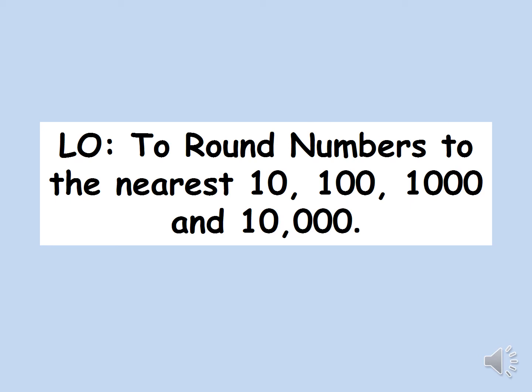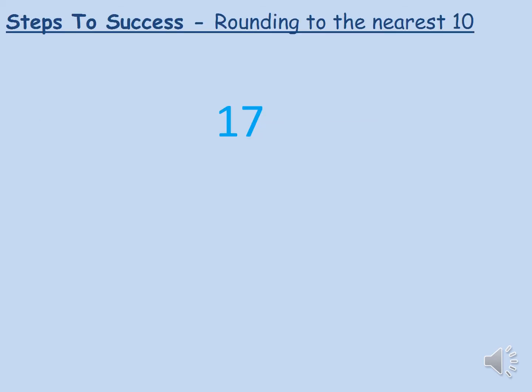As you can see, we've got the objective we've been working on most of the week. It's to round numbers to the nearest 10, 100, 1000, and from yesterday's lesson, 10,000. So let's just have a little recap. We started the week off by looking at rounding to the nearest 10.